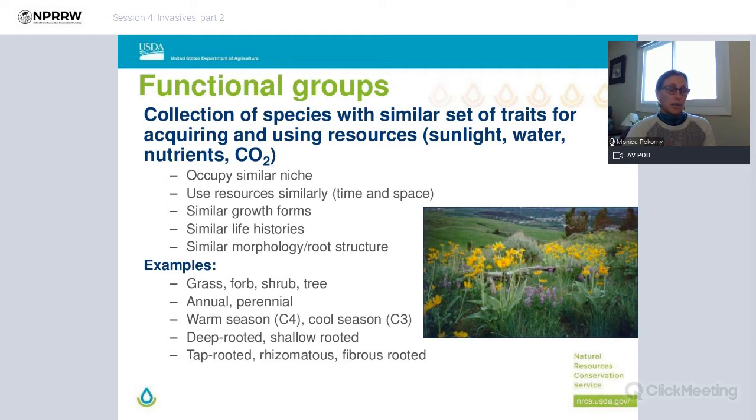So a lot of times when we're studying invasive plants and different plant communities and invasion resistance, we break the community down into different functional groups. And that might just be simply that you have different grasses, forbs, shrubs, and trees, or annuals versus perennials, or looking at different root structures within the plant community.